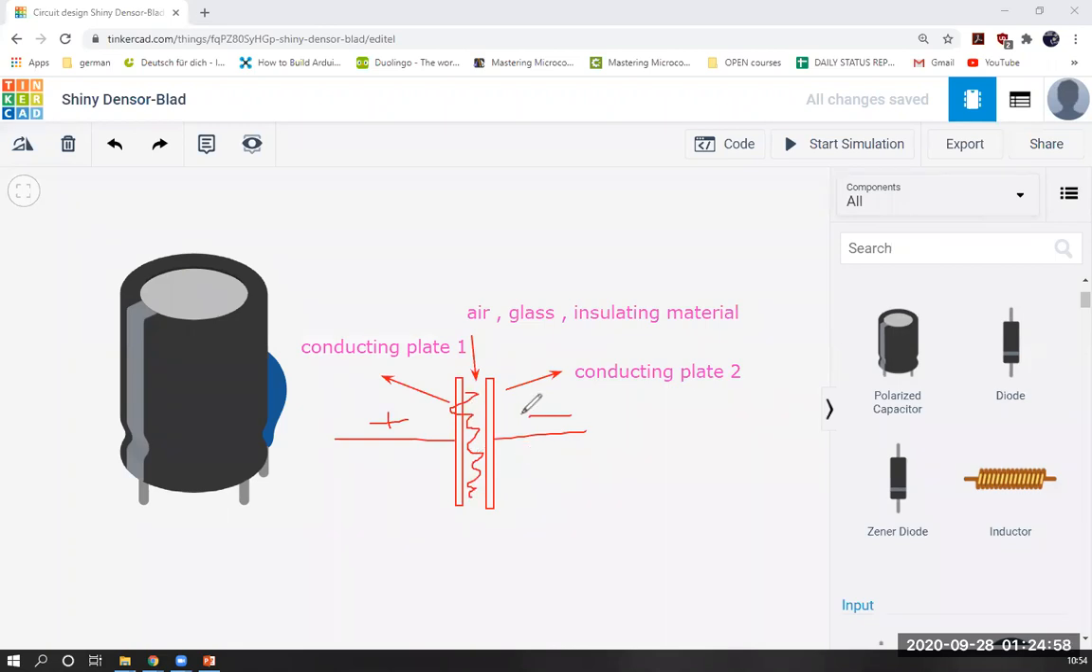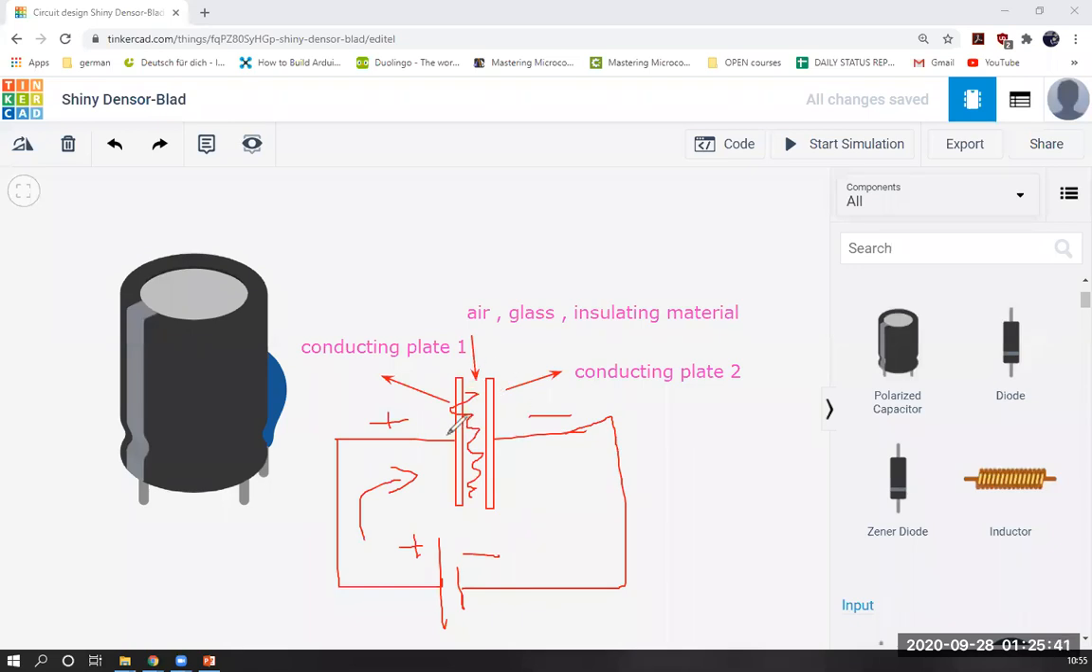Will electricity pass through air or not? Can electricity travel through air? Anybody knows the answer to this question? Electricity can pass through air or not? It cannot, right? Electricity cannot pass through air. So this capacitor has a small amount of air gap. Then how will the current flow? If I connect a battery over here, here is the plus and minus. Current will try to flow like this, right? But here is an air gap, so current will not flow, right?